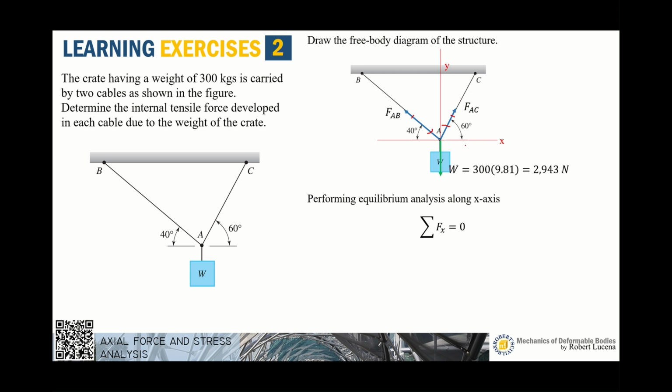So both summation of forces along x and summation of forces along y yield two unknowns, but you have two equations. So it's either you use summation of forces along x or summation of forces along y. Let's solve for summation of forces along y. So we have the x component of FAB. The x component of FAB is here.